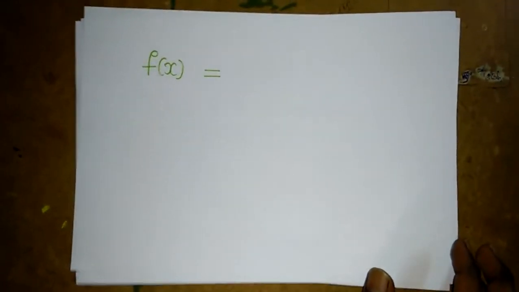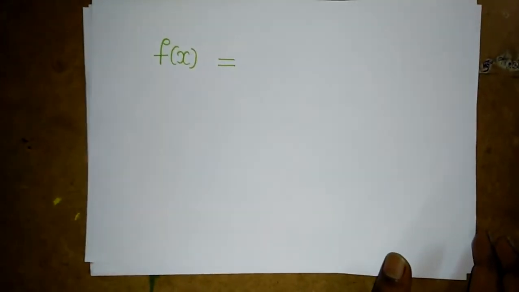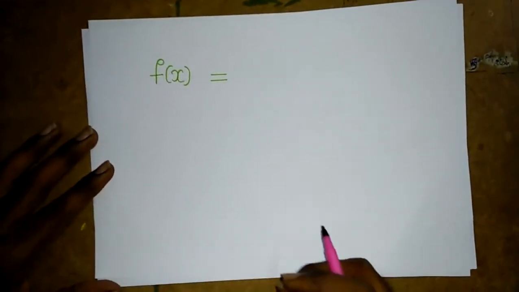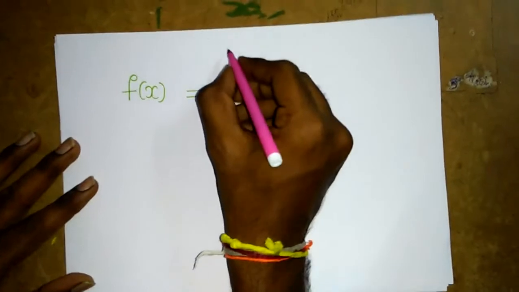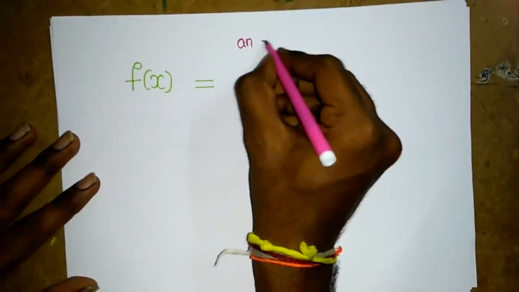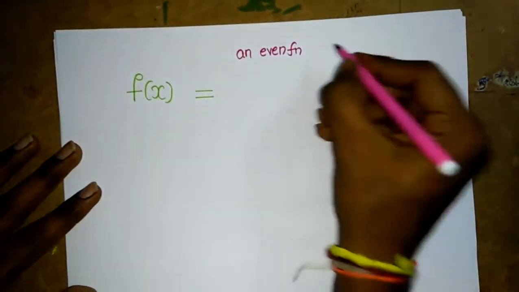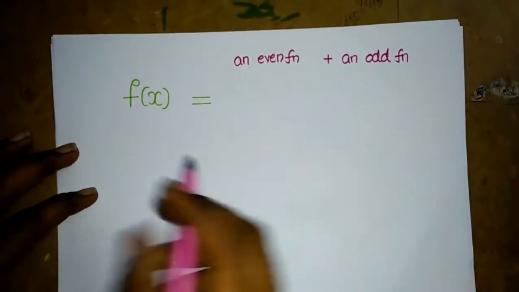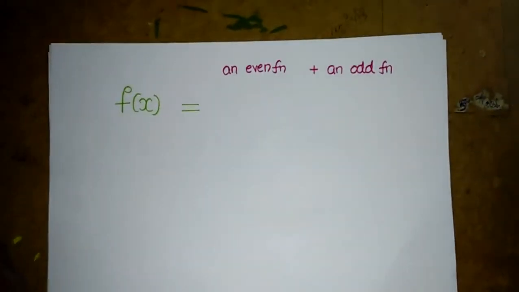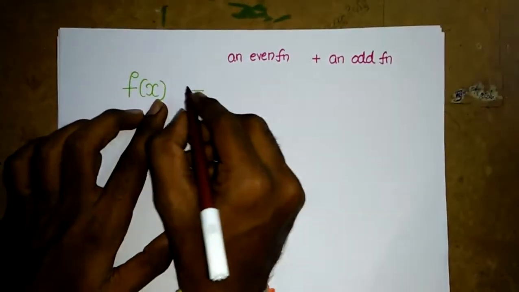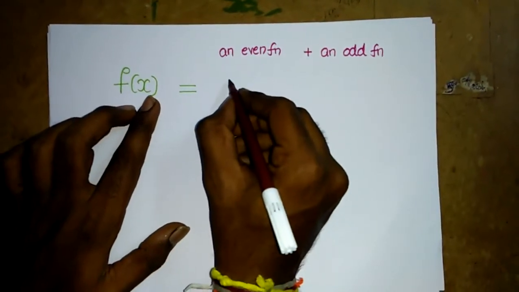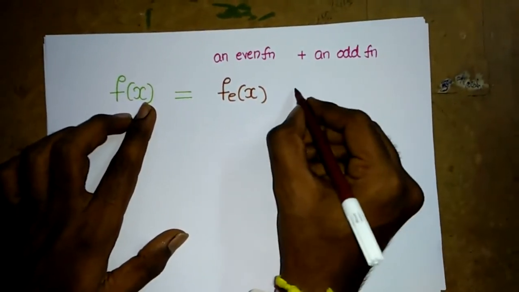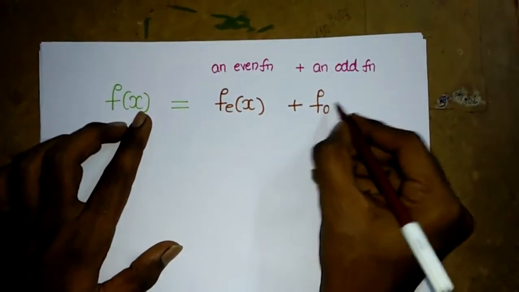Any given function can be decomposed into its even and odd components. Don't panic. By that what I mean is, you give me any function of your choice, I can write it as an even function plus an odd function. In this case, let f of x be a function. I can write it as the sum of an even function and an odd function. Let me call the even function f sub e of x and the odd function f sub o of x.